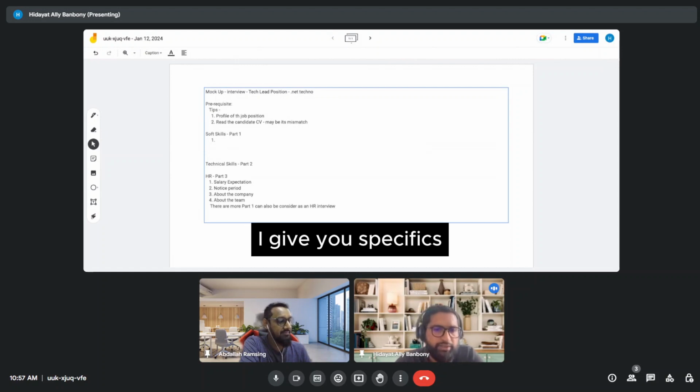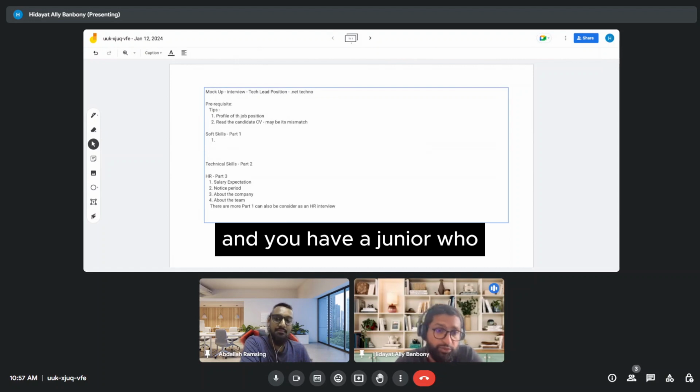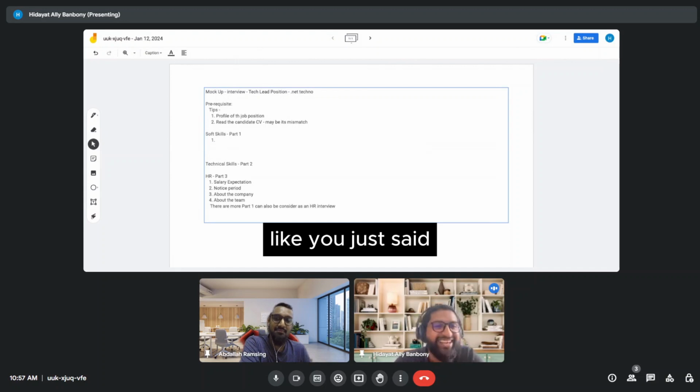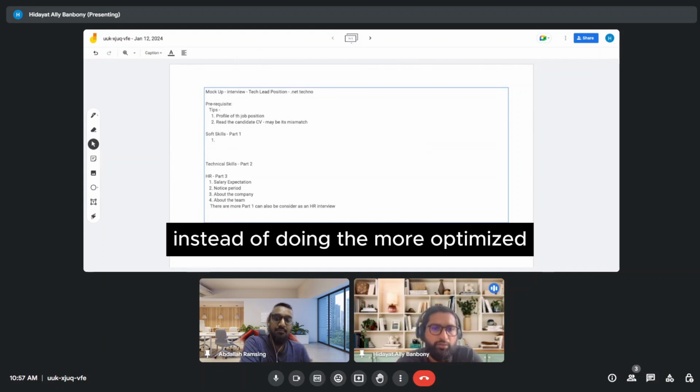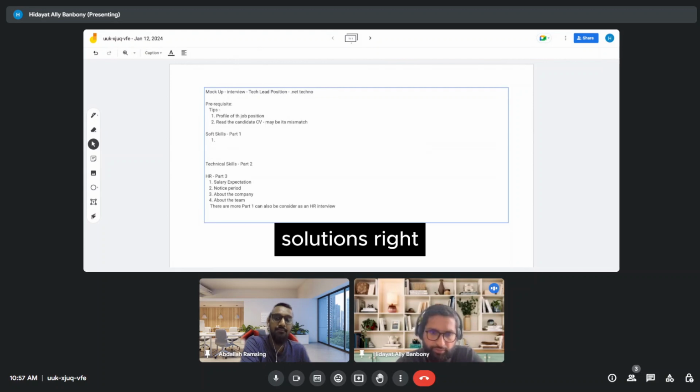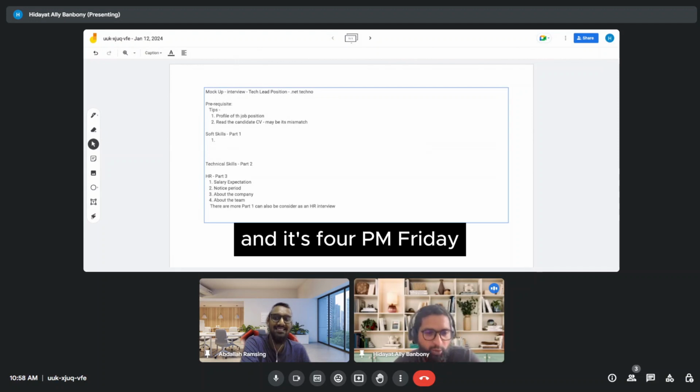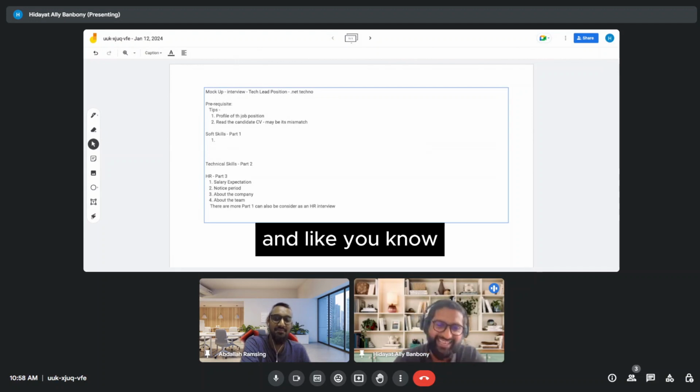Now, in terms of you and the team, you're the tech lead. I give you a specific scenario: you have a junior who, like you just said, would be doing what's in their mind instead of the more optimized solution, right? Now it's Friday and there's a bug, and it's 4 p.m. Friday, like the normal IT world. What do you do?